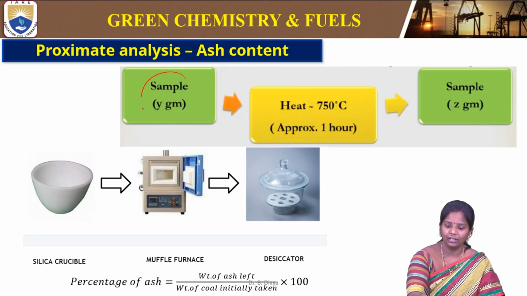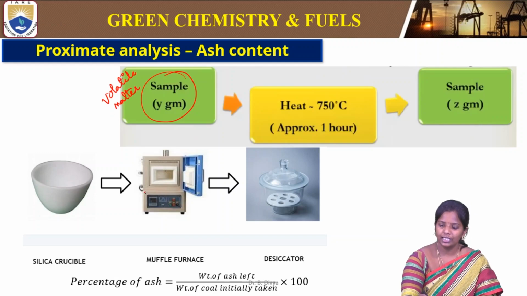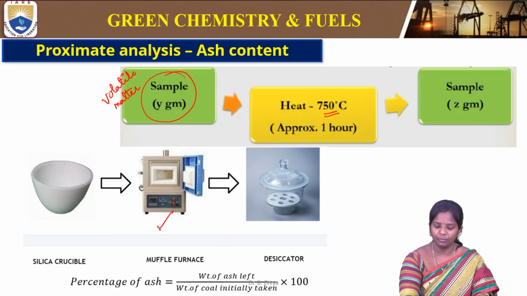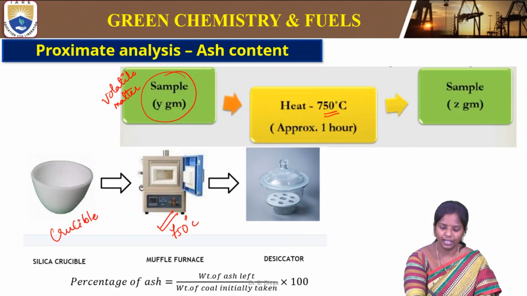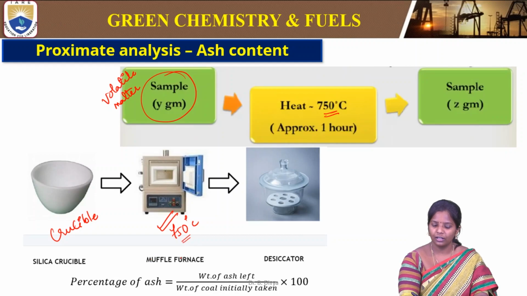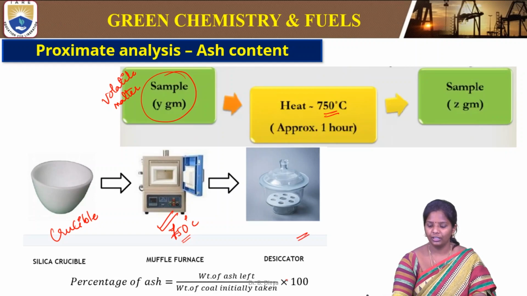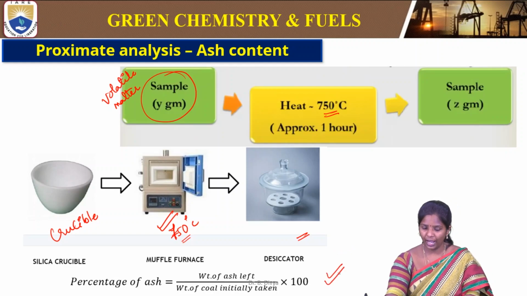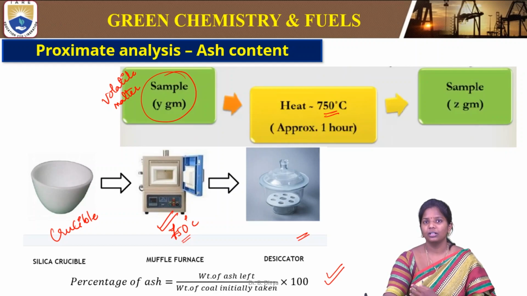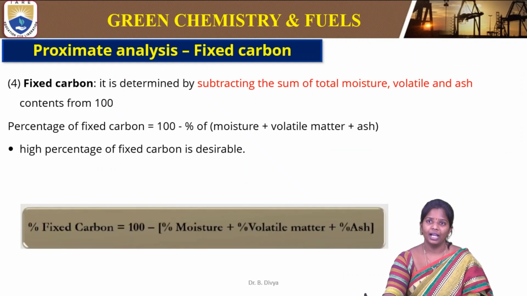This is the sample we are taking from the volatile matter step. It is continued to heating at 750 degrees centigrade in the muffle furnace. This is the crucible that is used; the same crucible can be used. We transfer it to the muffle furnace, and after 1 hour we weigh the sample after cooling in the desiccator. This is the formula we use for ash content. In the moisture step we take only the initial weight, but the same sample is continued for these different steps of analysis.